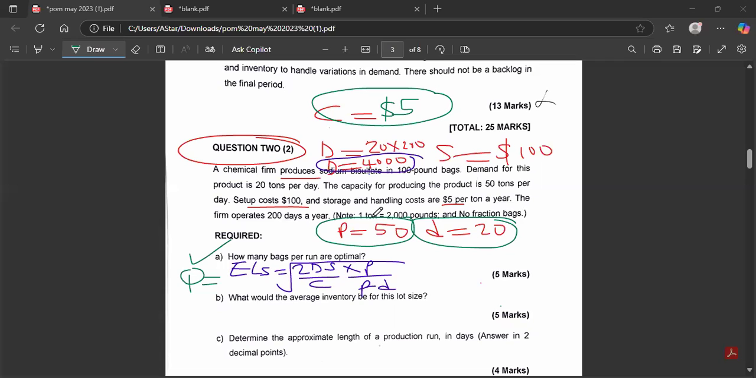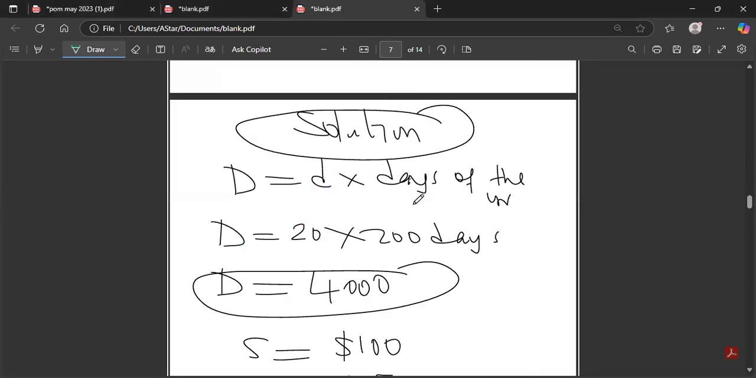Okay, so now here the answer is, we can sort out the issue now. Our D is 4,000. Our S is 100. Our small D is 20. Our P is 50. And our C is 5. So this is very straightforward. You can just come here and insert them.